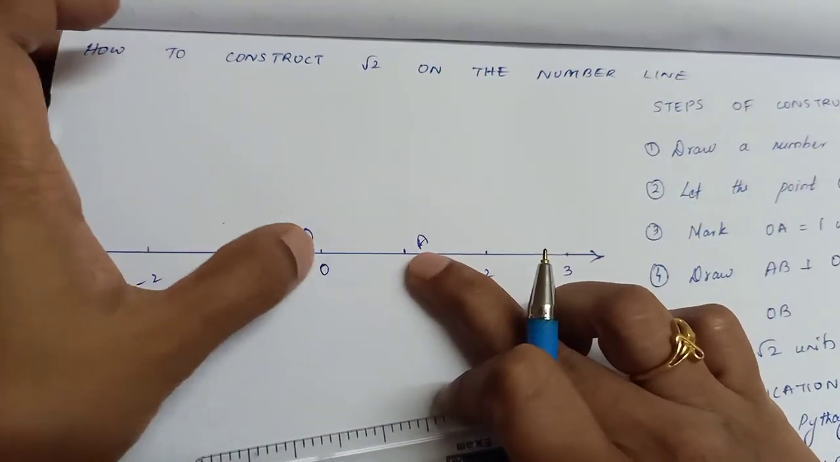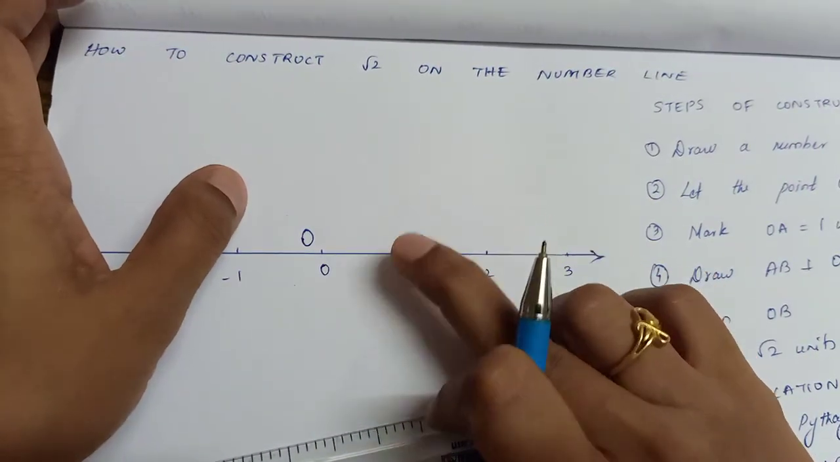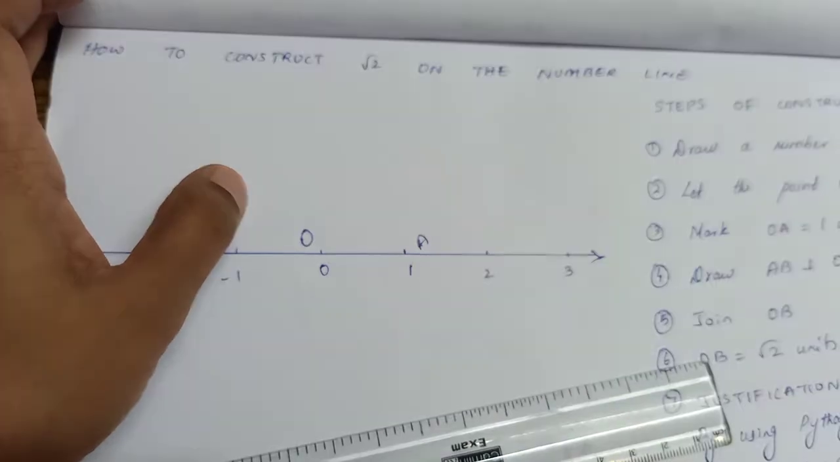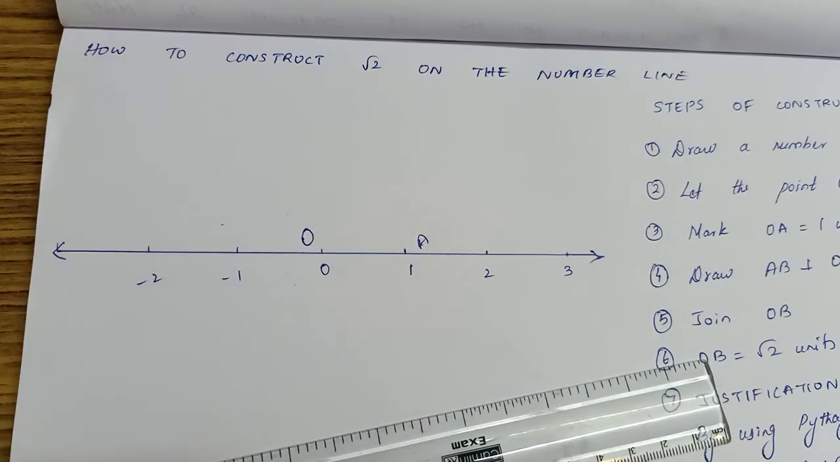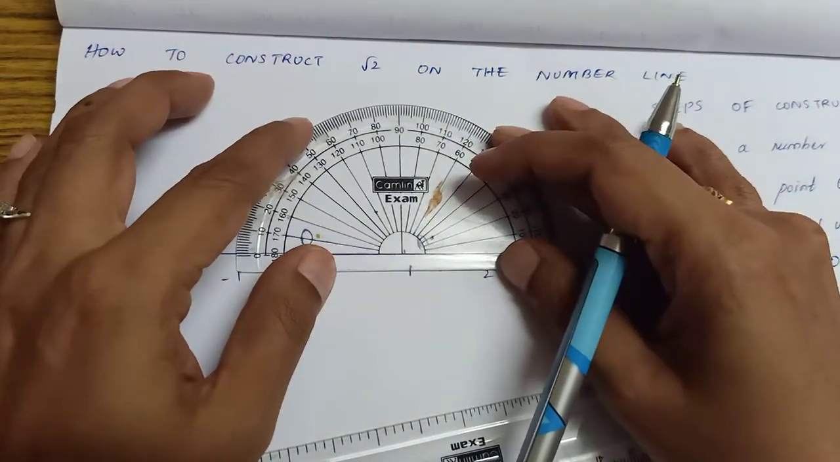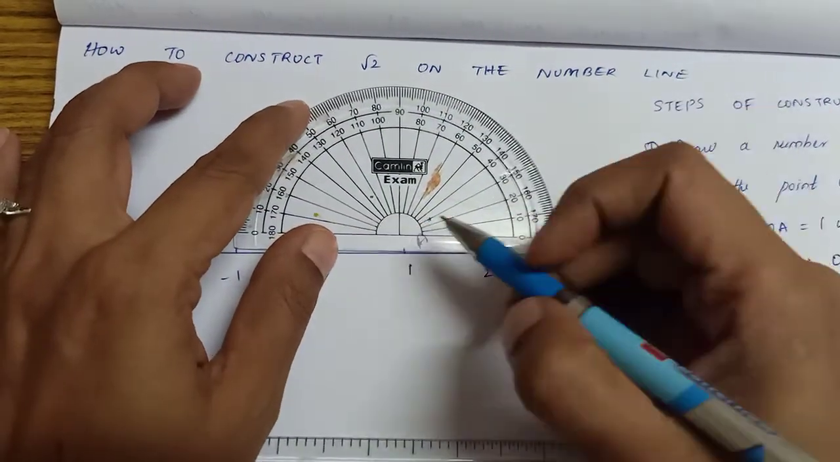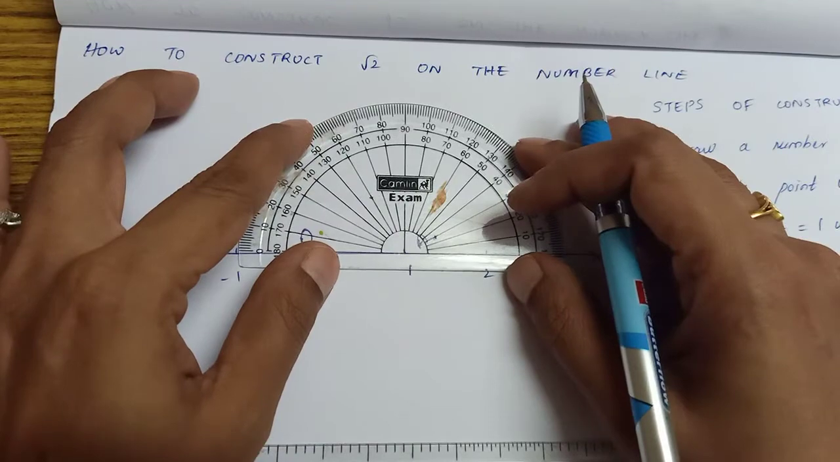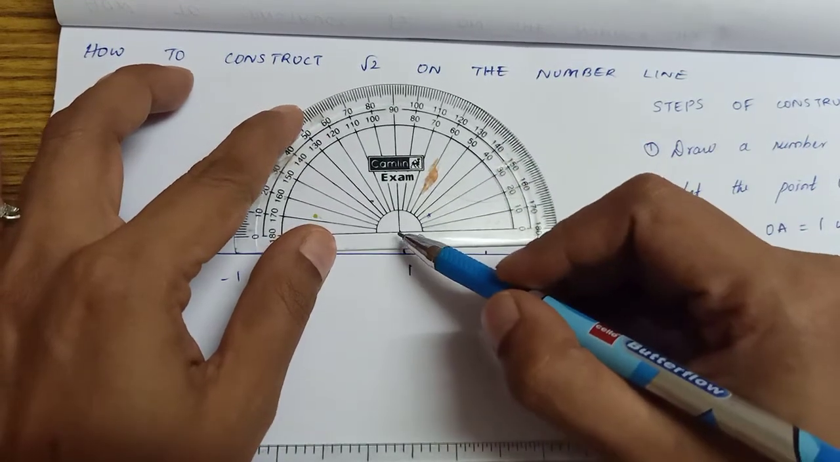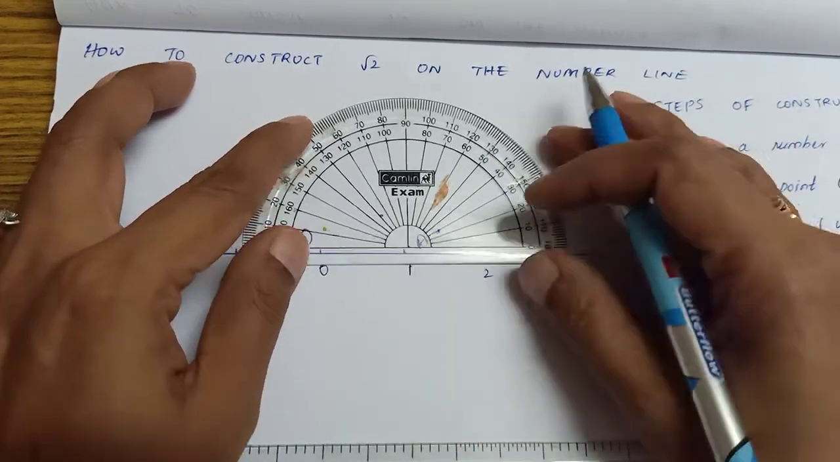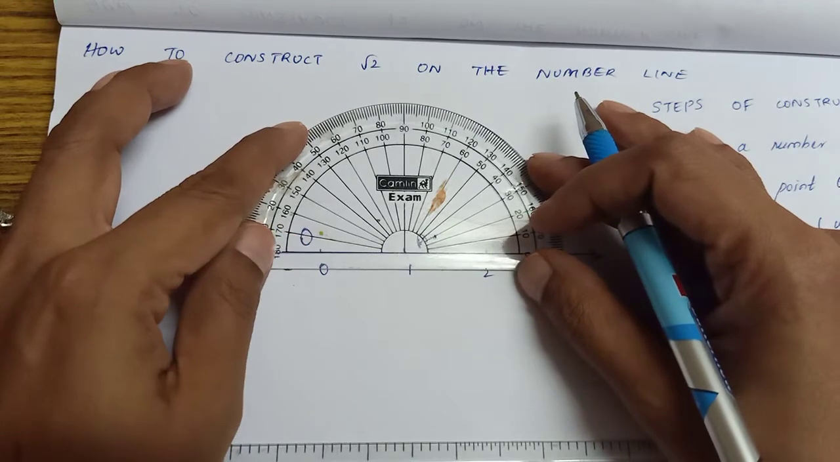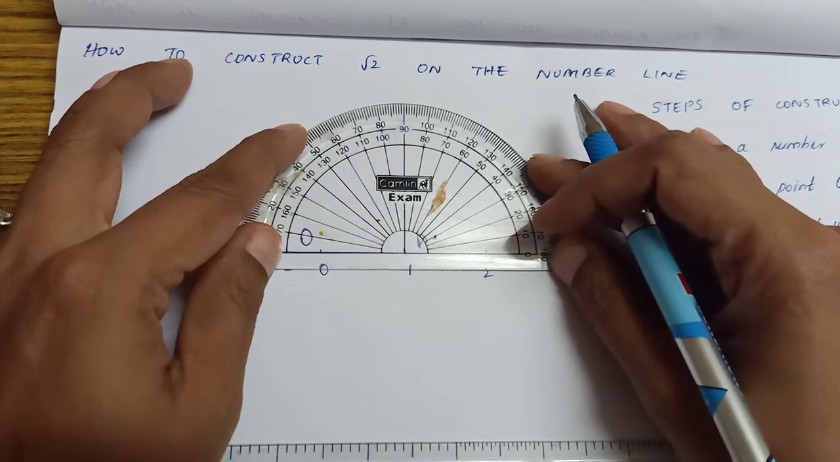Then at this point A, we are making a perpendicular and we are going to call it AB. For drawing the perpendicular, you can use a protractor or a compass. I am going to just use a protractor here. See, I am taking the center point, and I am going to keep it here at the point A. This center point should match A. And the base line should be aligned with our number line.